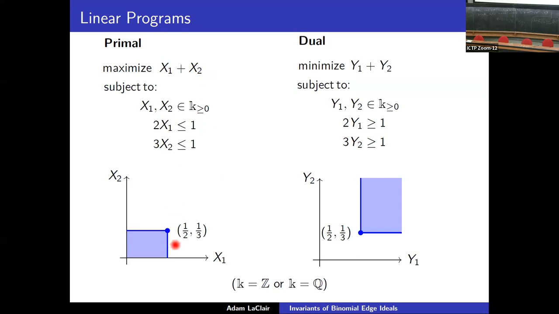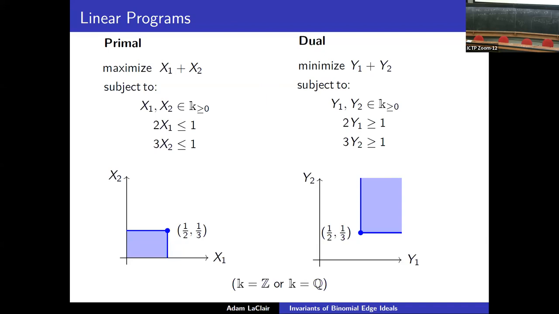Here's an example. If you take these constraints, you get some polytope in R^2. If you want to maximize, you can require x1, x2 to be integers or rationals, and you get different answers depending on which. If you require x1, x2 to be integers, then zero is the maximum. But if x1, x2 can take rational values, then the sum of these is the maximum. To any linear program that you can put in this form, which I'll call the primal, there's a so-called dual linear program.